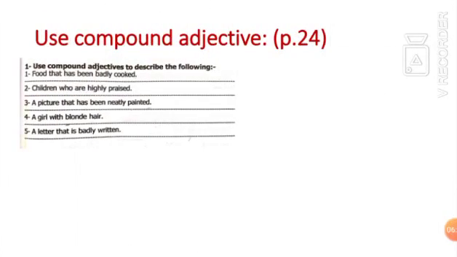Now let's practice the compound adjective by answering this question. Use compound adjectives to describe the following. Number 1, food that has been badly cooked. A badly-cooked food. Number 2, children who are highly praised.